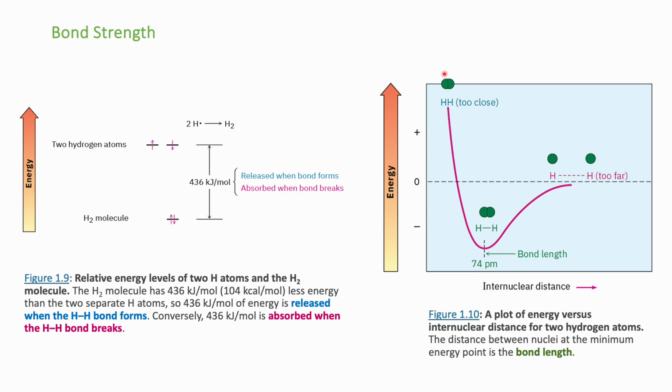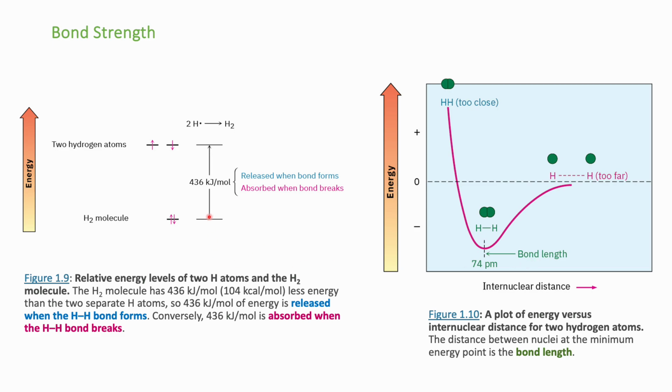But when you get them too close, the energy gets really high, and this doesn't work well, right? So this wouldn't actually happen. The energy required for this is way too high. So what happens is, ideally, it's at this length for the bond. And the term for this is called bond length.